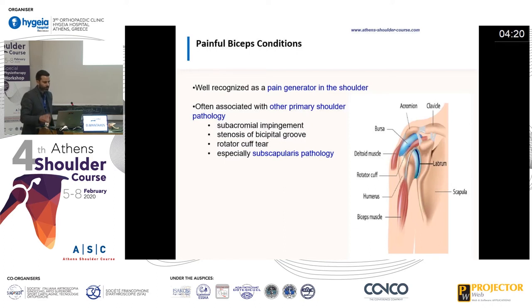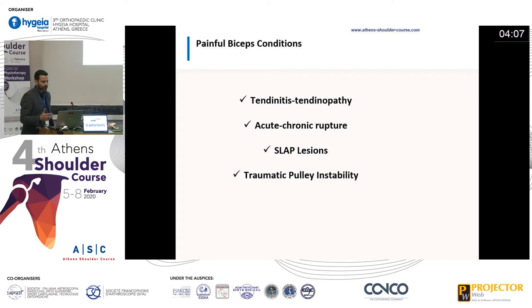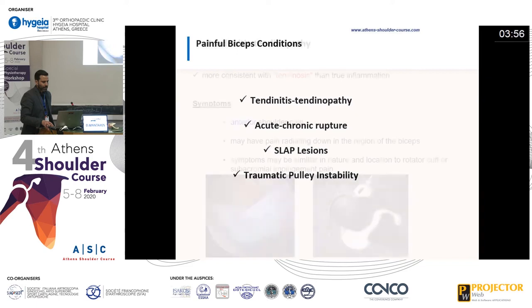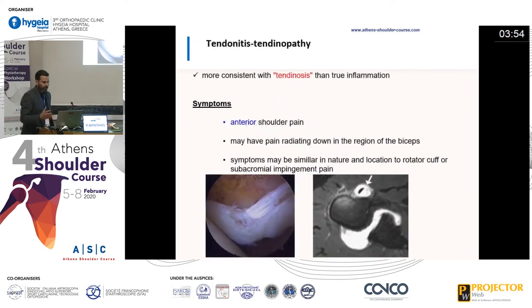Painful biceps conditions. It's well recognized, as we said before, as the main pain generator in the shoulder. It's often associated with other primary shoulder pathology. The main painful conditions are tendonitis, or let's say better, chronic tendinopathy, because it's not an inflammation, as well as acute and chronic rupture, SLAP lesions, and traumatic pulley instability. In tendonitis or tendinopathy, there is anterior shoulder pain radiating down the region of the biceps. Symptoms may be similar in nature and location to rotator cuff or subacromial impingement.